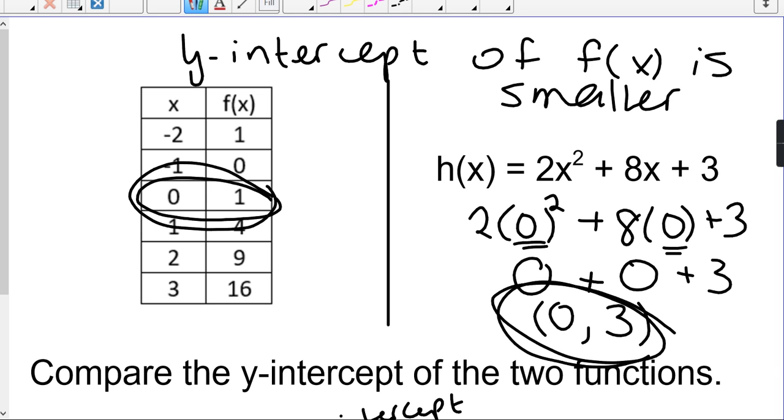So that's all for comparing functions, and watch my next video to see the other kind of question that we'll do.